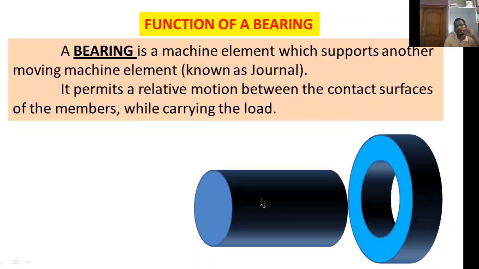For supporting the shaft, we are using the bearing, and it permits a relative motion between the contact surfaces of the members while carrying the load.